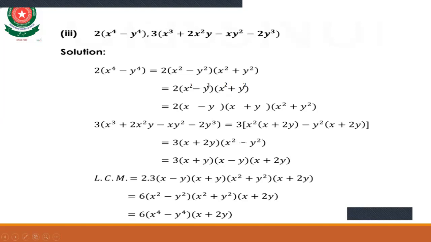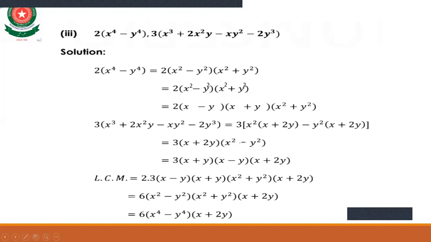So you can write it as x square minus y into x square plus y. This is also a formula, x square minus y square. Expand this again, x minus y into x plus y, because a square minus b square is equal to a plus b into a minus b. So x square minus y square will be left the same as it is. That is our first equation.